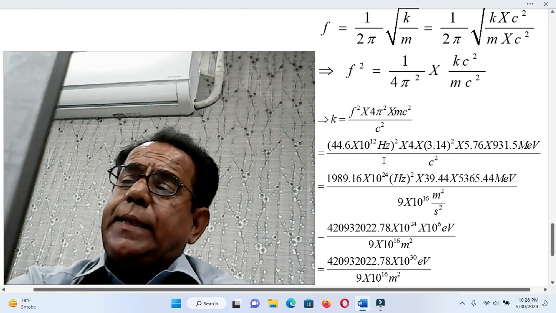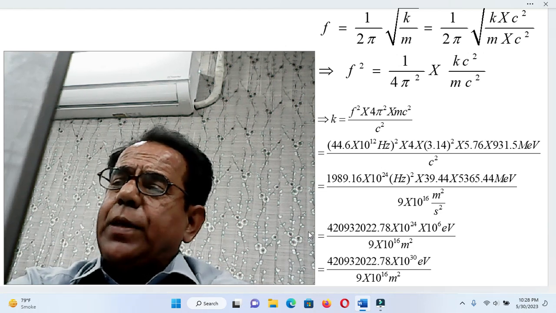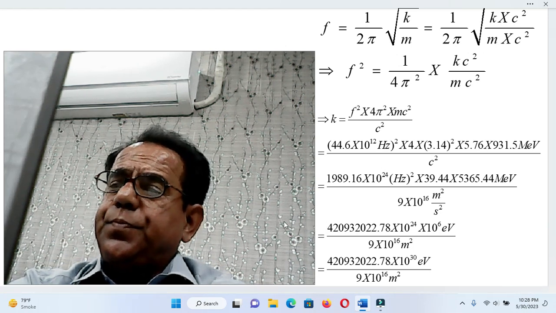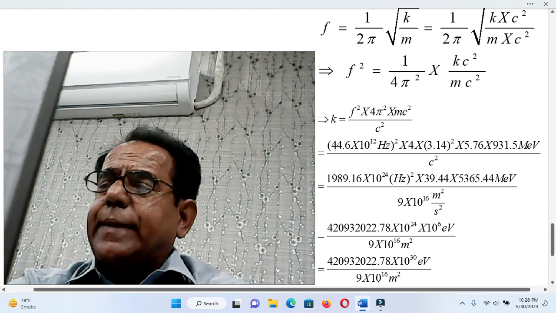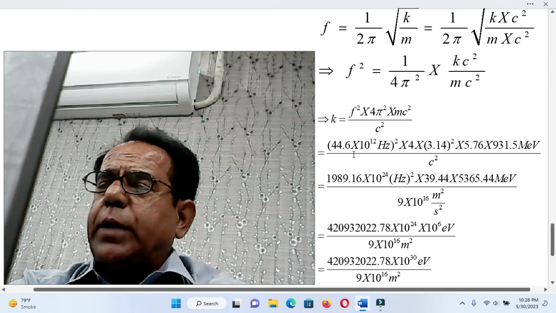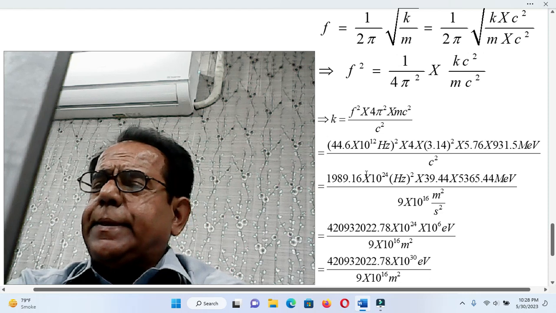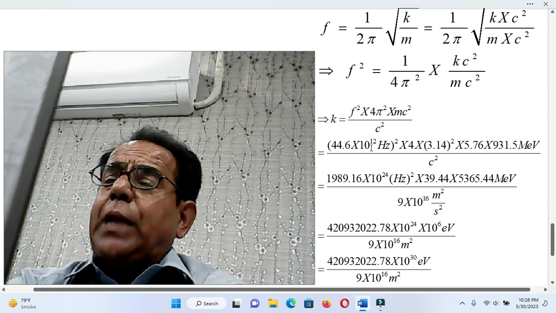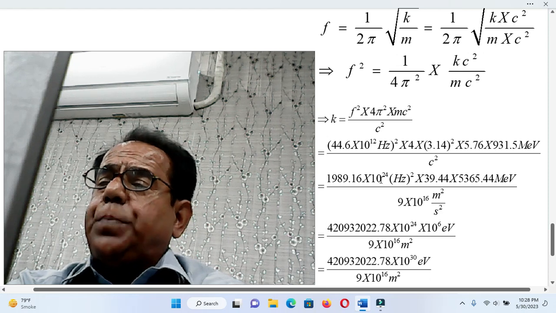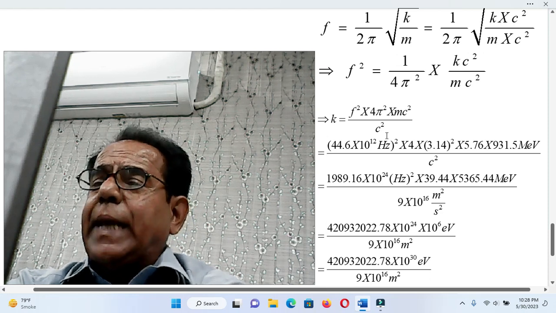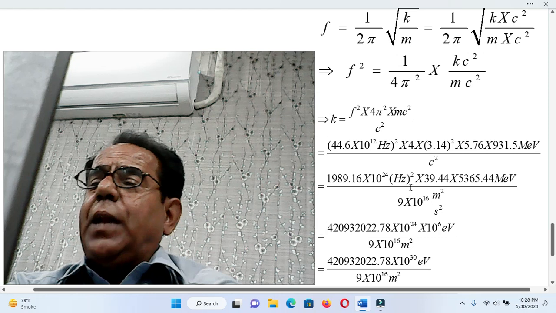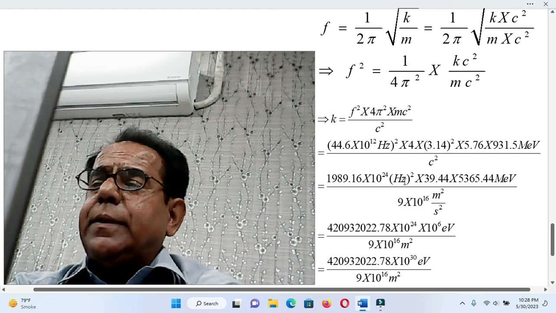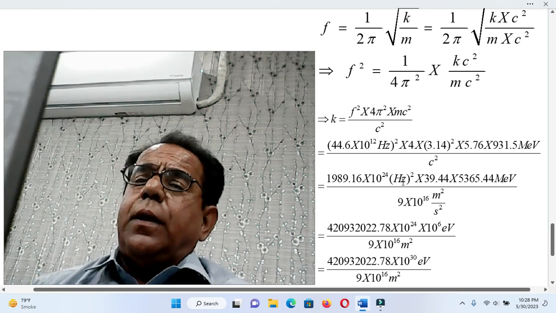Okay, in the next step, what we have done, we have taken the square of this value 44.6. Its square will become this. Then 10 raised to the power 12, its square will be 10 raised to the power 24. Then hertz will also appear in square form, hertz square.